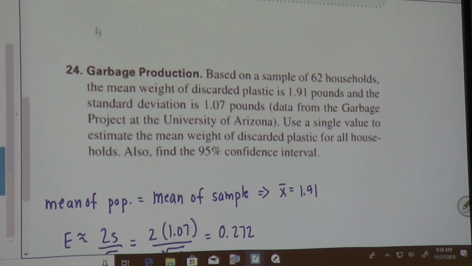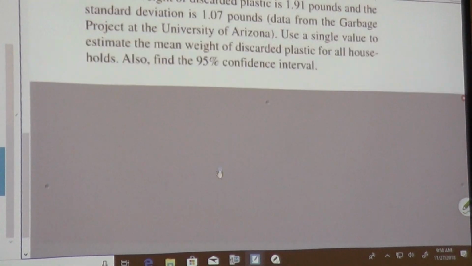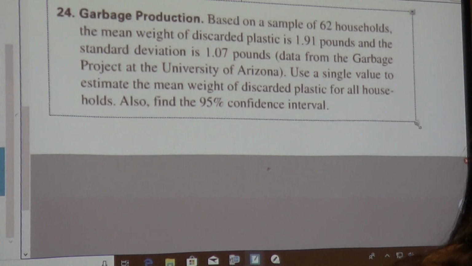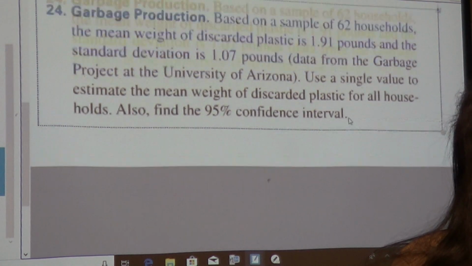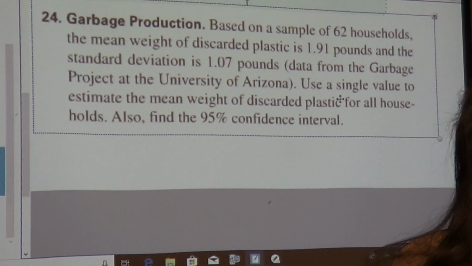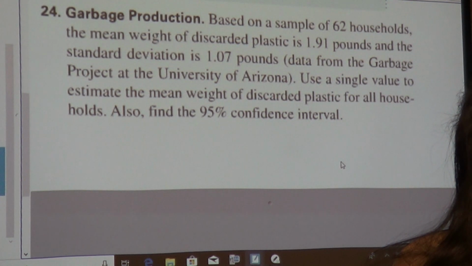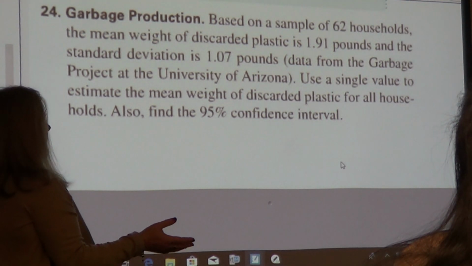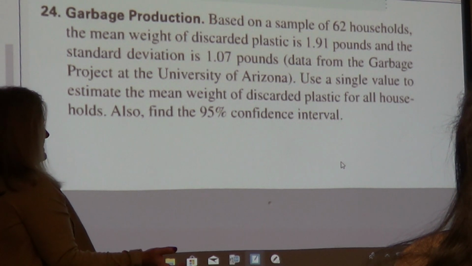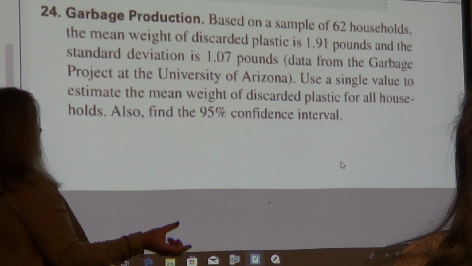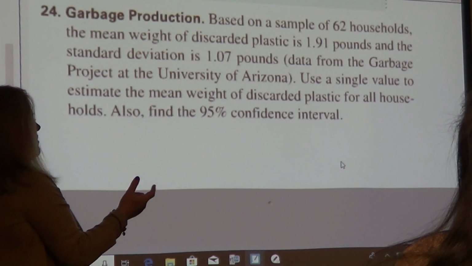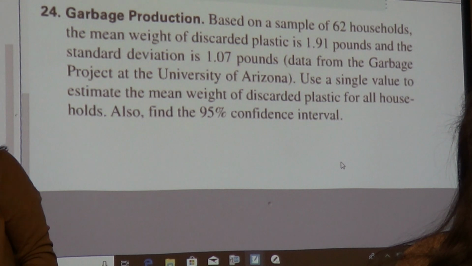Hold on, let me see what this is. This one's a good one. We go to a neighborhood, and in the neighborhood there's 62 houses. The average weight of people who discard plastic is 1.91 pounds. Standard deviation is 1.07. Use a single value to estimate the mean. Also, I want you to find the 95% confidence interval.